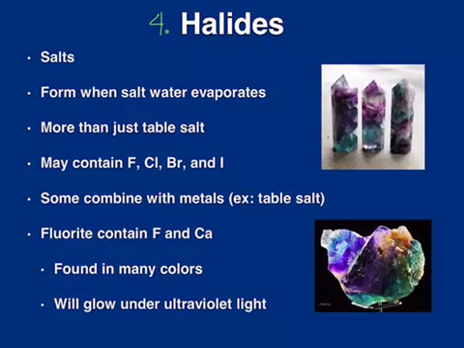Our fourth group of minerals are the halides, and halides are salts. And they form when water has dissolved these salts, and then that water evaporates. And there's more than just table salt. Many of these salts will contain fluorine, chlorine, bromine, and iodine, and some can combine with metals. So fluorite is a cool halide over here, and that contains fluorine and calcium, and it's got a lot of cool colors, and it will glow under ultraviolet light.